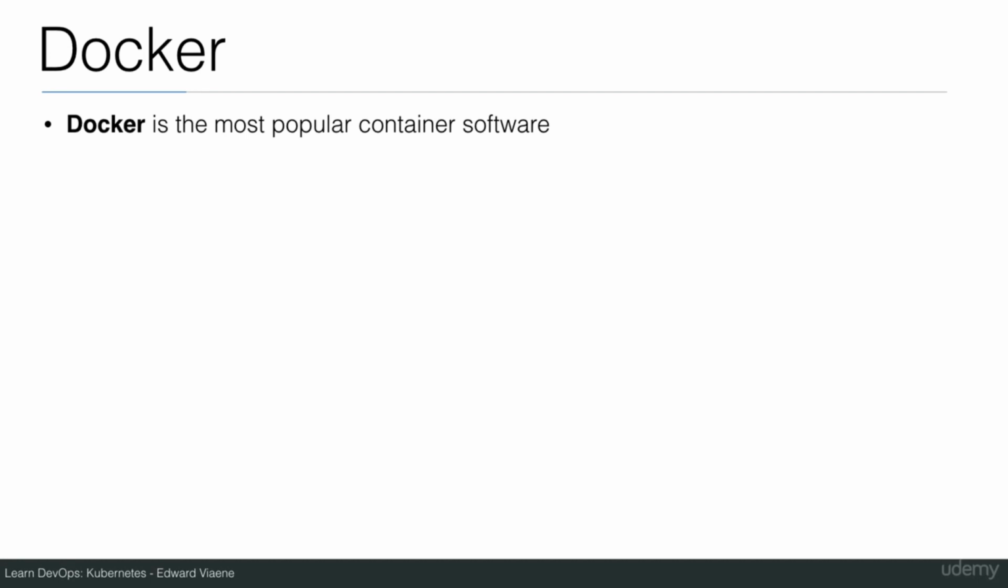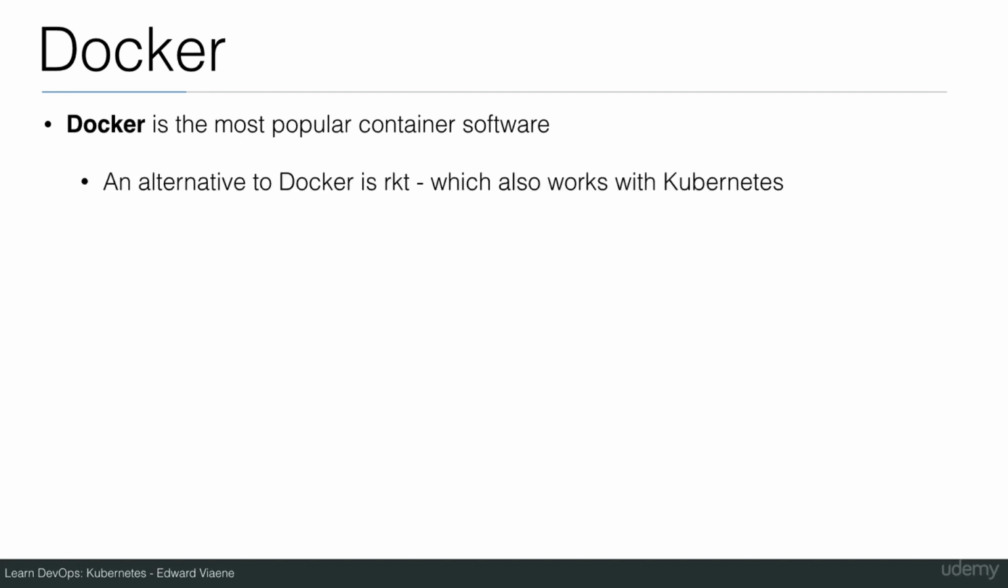Docker is the most popular container software. There are alternatives available. An alternative to Docker is Rocket, which also works with Kubernetes. If you don't want to use Docker, you can use Rocket instead.